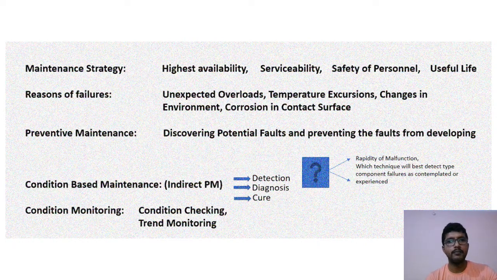Like, for example, the carbon brush we use in a slip ring. We may check the contact force. If the contact force is well within a certain standard value, say 40 kg force, then it's okay. But if it is increased or decreased, then we need to take corrective steps, change the tension of the brush rocker, etc. And like that. So in condition monitoring, we have condition checking and trend monitoring. We'll come to that.